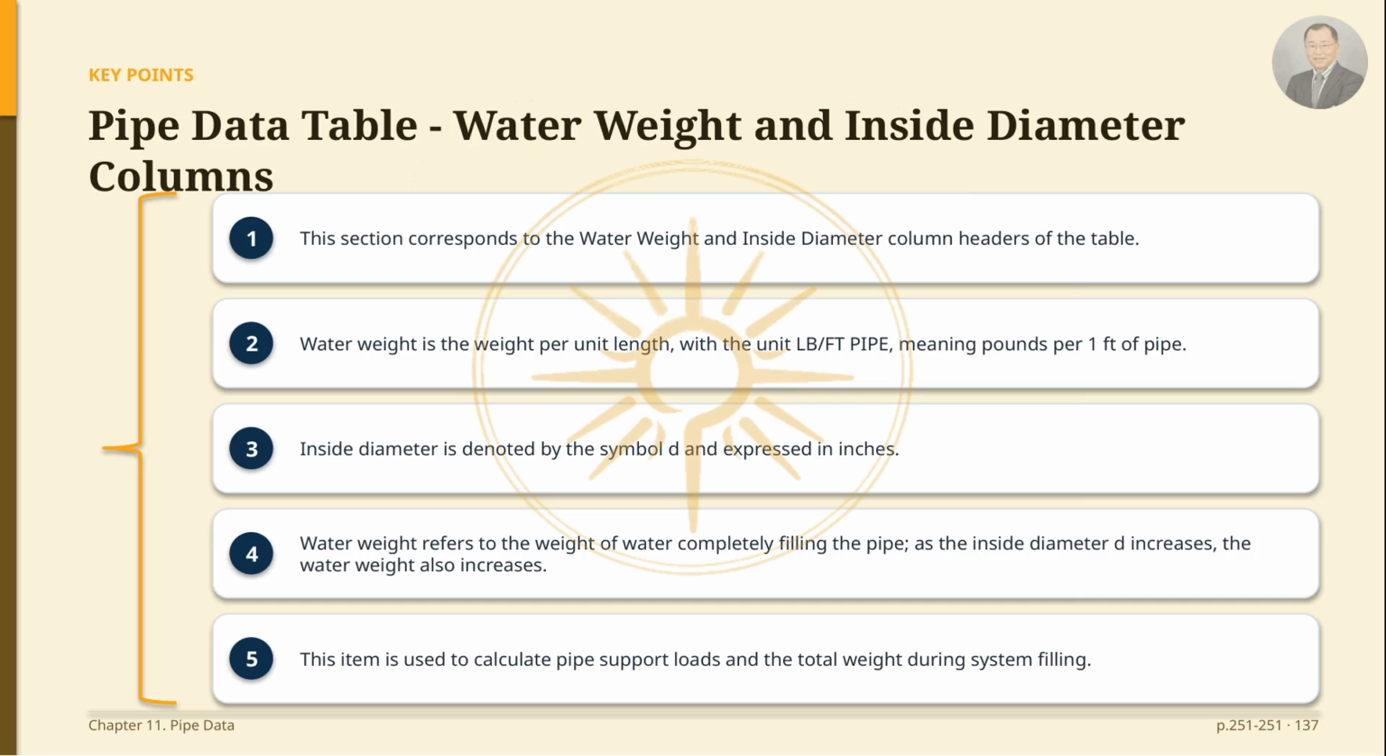Next, I will introduce the water weight and inside diameter items in the table. Water weight refers to the weight of the water filling the pipe per unit length. The unit is lb/ft pipe, meaning pounds per foot of pipe. The inside diameter in the same row is denoted by lowercase d and is measured in inches. As the inside diameter increases, the amount of water it can hold increases, so the water weight value also increases. This water weight value is used in practice to calculate the total weight when the pipe is full of water, or to determine the support load for the piping.